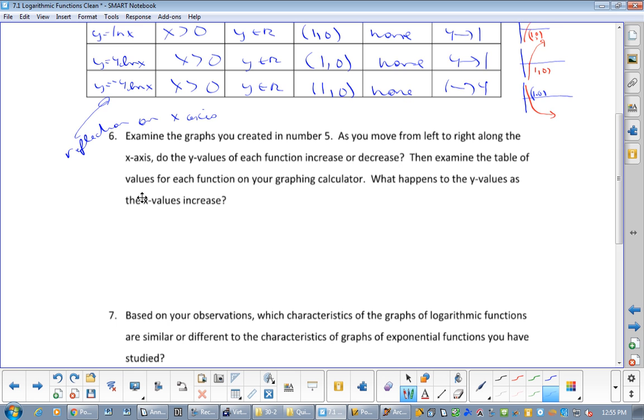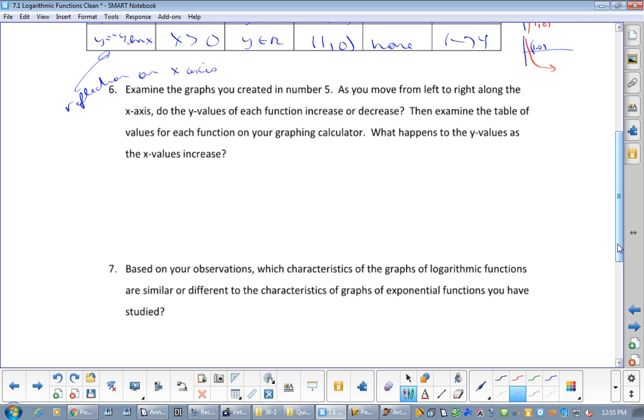What do we know about the two graphs? We just talked about that already. So this is all the same, okay? If A is positive, as x increases, y increases, right? Identical to the last page. If A is negative, as x increases, y decreases.